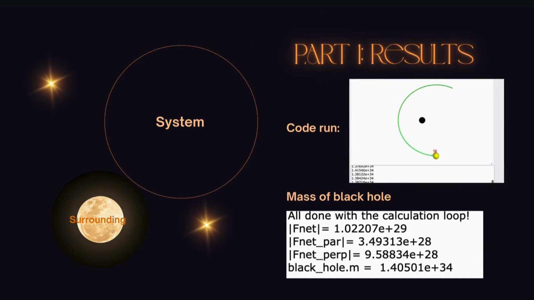And here's the result that I got as the code ran. Here are the F net parallel, F net perpendicular, and most importantly the mass of the black hole, which is 1.40501 times 10 to the 34th kilograms.